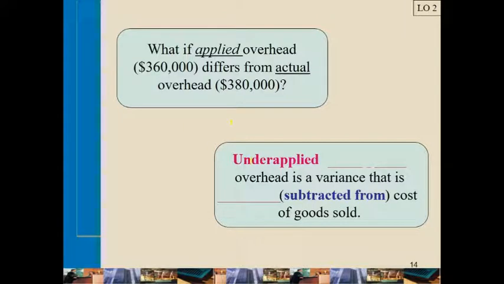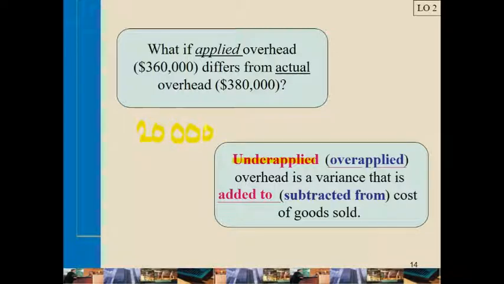Now, your overhead variance can be either under-applied or over-applied. When it is under-applied, you should add the variance to your cost of goods sold. If it is over-applied, you should subtract it from your cost of goods sold. So in this case, your applied overhead of 360,000 is lesser than your actual, which is 380,000. Meaning, what happens is under-applied. You are under-applied by 20,000. That's why there is a difference of 20,000.